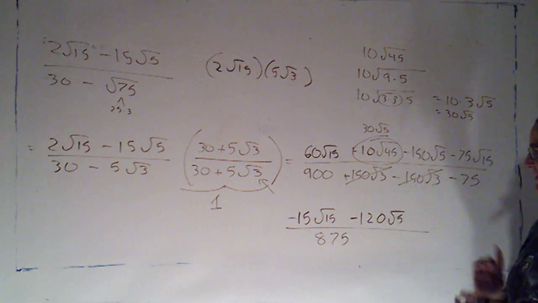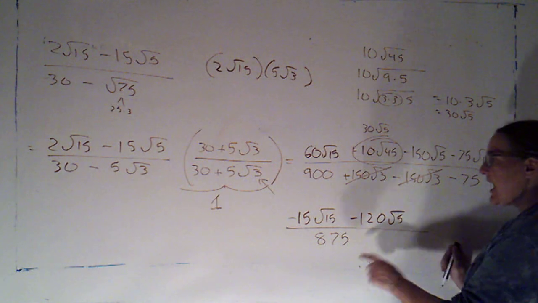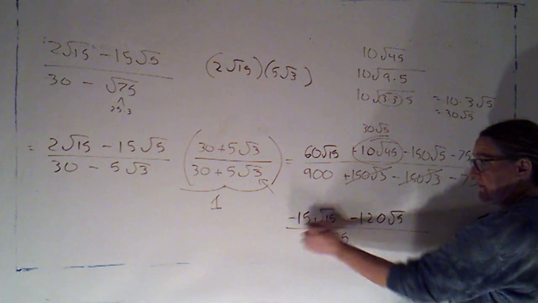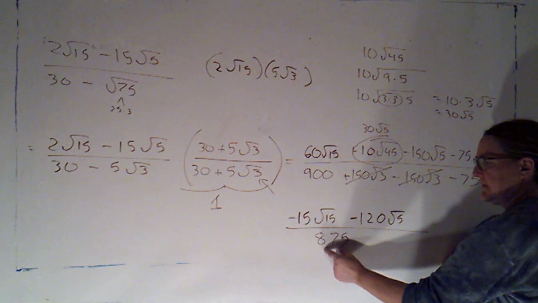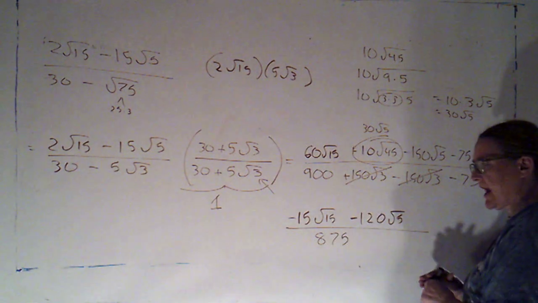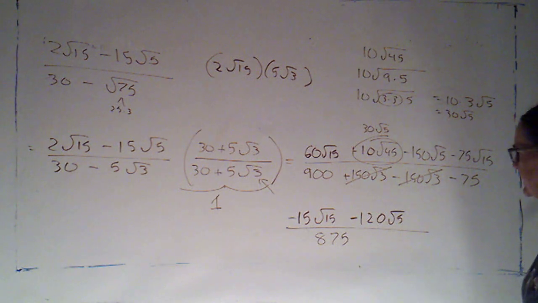There's one more thing that we can do because I can reduce. Now I'm not allowed to cancel anything that's under a root with anything that's not. So I'm just looking at the stuff that's outside of the root. I can't cancel just the 15 with the 875 or just the 120 with the 875 because I can't cancel across subtraction. But I'm noticing that 5 goes into all of those things. That's the biggest thing that does.